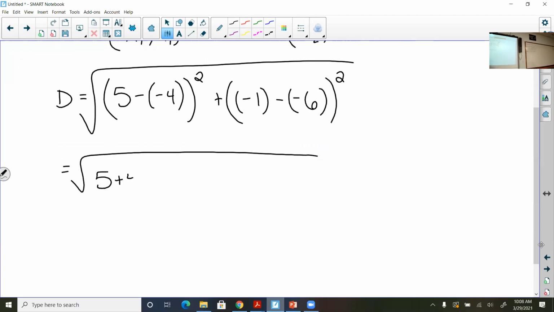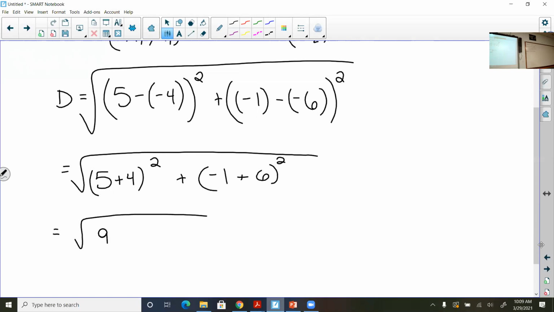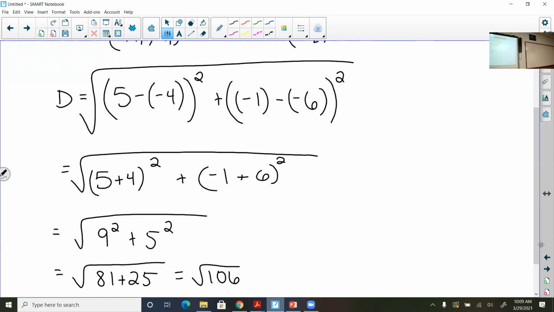So 5 minus a negative 4, when you have those double negatives, then it changes to an addition problem. If you take away something that's negative, then that would be a positive thing. And again, I simplify. 5 plus 4 is 9. Negative 1 plus 6 is the same thing as 6 take away 1. So I'm getting 5 squared. And so I am getting the square root of 81 plus 25, which is the square root of 106.